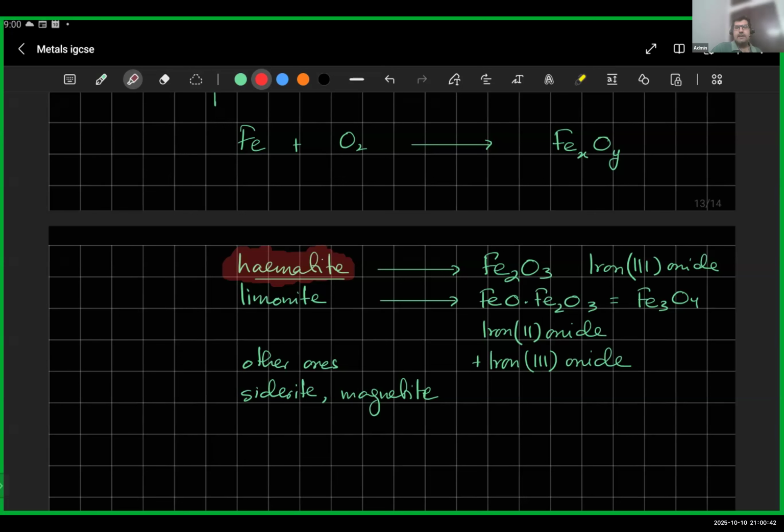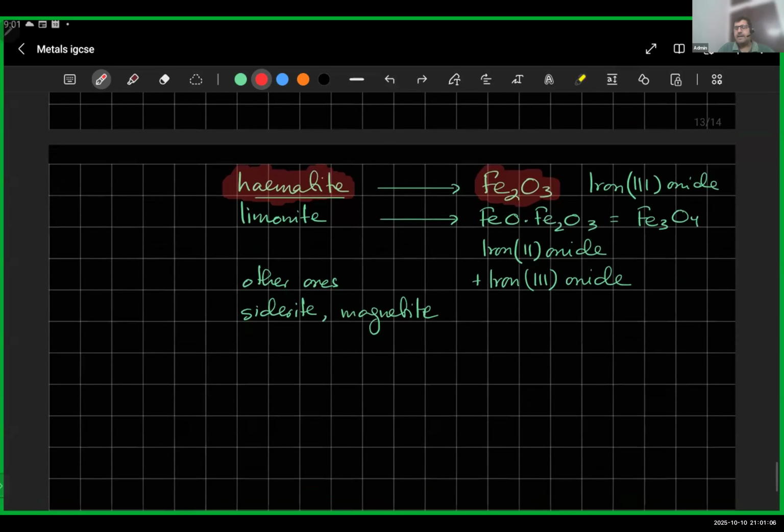So those are your iron ores, and the one I'm most interested in is this one, Fe2O3. That's the red brown rust. These are basically rocks, iron ores, with a lot of sand and dust etc. Let me show you what iron ore looks like. Just one second.